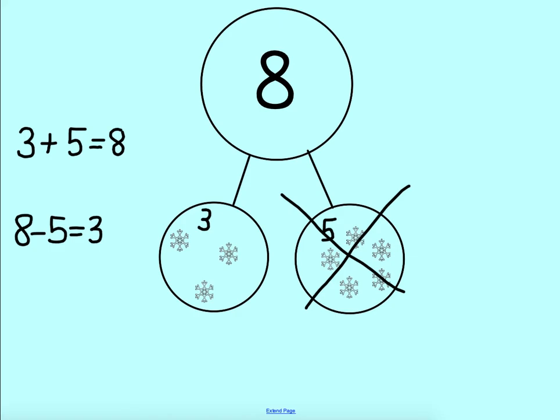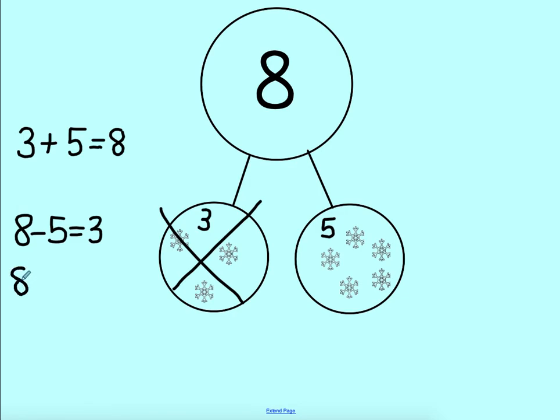Very good. Now, what if instead of taking the 5 part away, we took the 3 part away instead? So we had 8 and we took the 3 part away. What part's left? 5. If we have 8 and we take away the 3 part, then it would be the 5 part that is still there. Very good. 8 minus 3 equals 5.